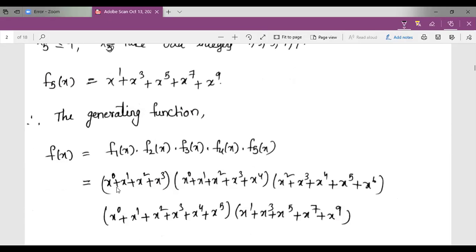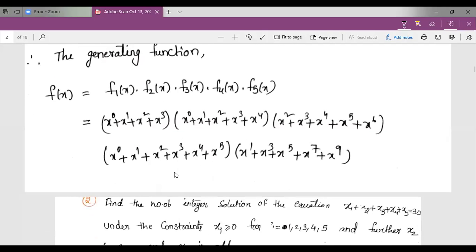So F(x) = (x^0 + x^1 + x^2 + x^3) · (x^0 + x^1 + x^2 + x^3 + x^4) · (x^2 + x^3 + x^4 + x^5 + x^6) · (x^0 + x^1 + x^2 + x^3 + x^4 + x^5) · (x^1 + x^3 + x^5 + x^7 + x^9). This is the generating function for the given equation. This is how we find the generating function for a given equation and its constraints, using counting techniques.